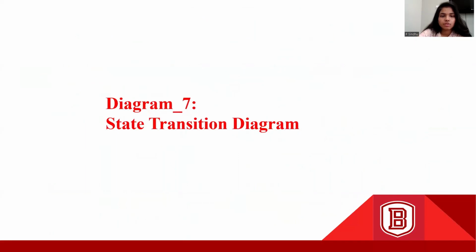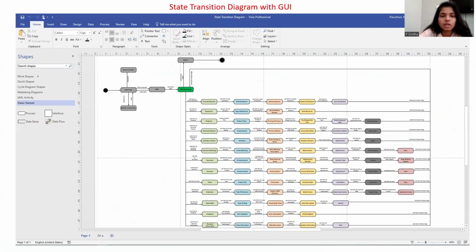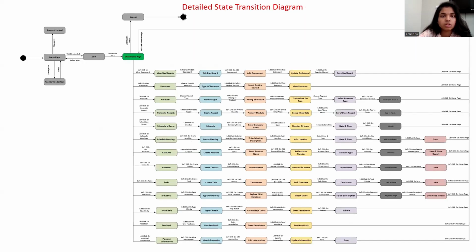Coming to the seventh one, it's the state transition diagram. It represents the states that an object or the system can undergo and the transitions between these states. The diagram consists of states represented as nodes and transitions represented as arrows, showing how the system moves from one state to another in response to an event or condition. Each state represents a condition or a mode in which the system exists, while a transition depicts the action or event that triggers a state change. This was the graphical user interface of the state transition diagram. This was developed using Microsoft Visio. And this was the detailed explanation of the state transition diagram.